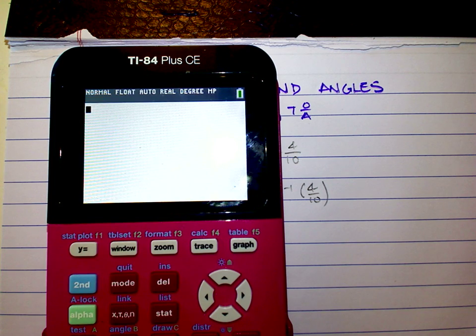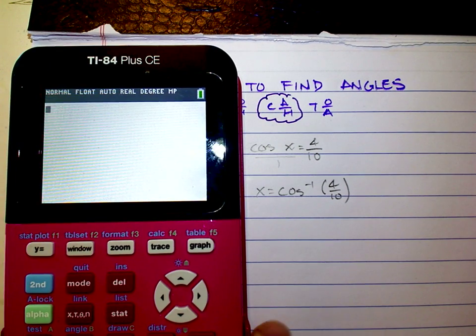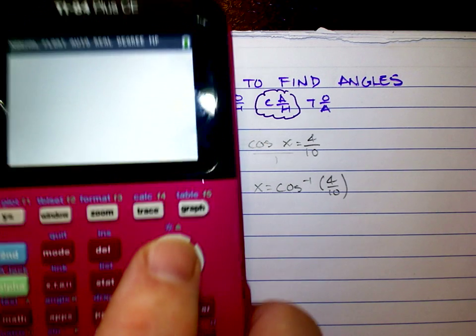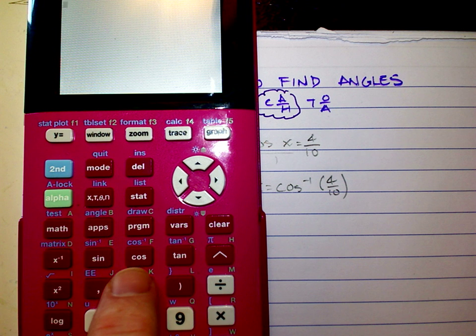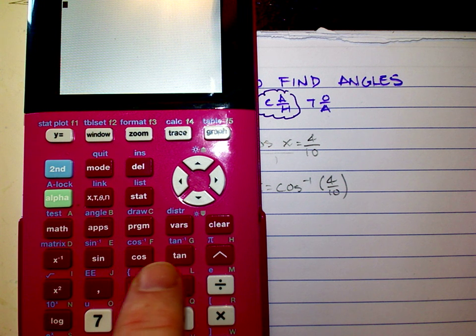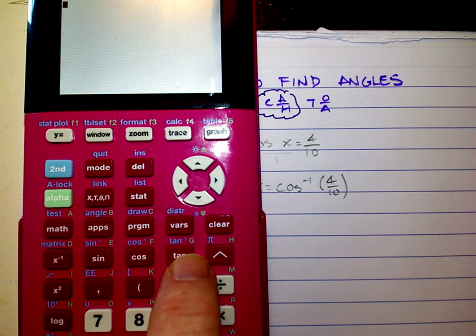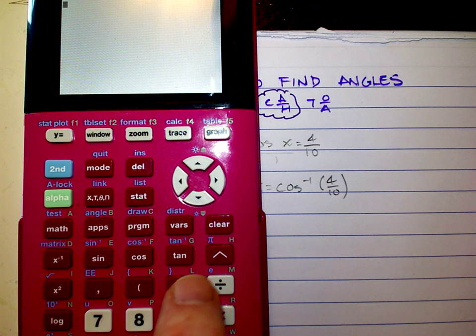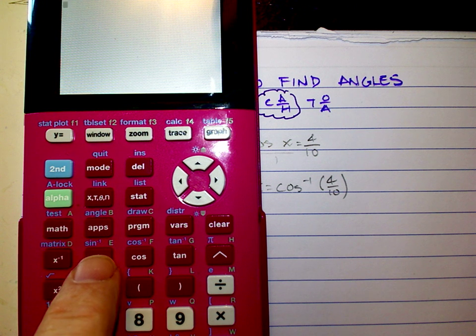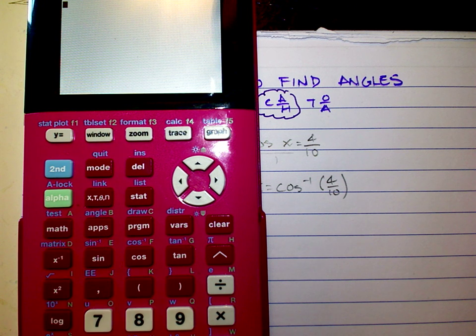So, now we're ready to put this in our calculator. You'll see above each one of my trig ratio functions, the sine, cosine, and tangent are the inverse functions. They're shown with sine to the negative first power is what it looks like, cosine to the negative first power, and tangent to the negative first power. And that's not what it's indicating. It's indicating that those are the inverse or arc functions to the original ones.